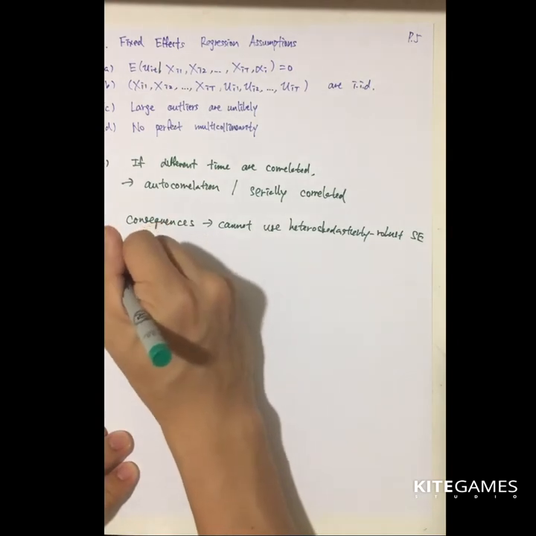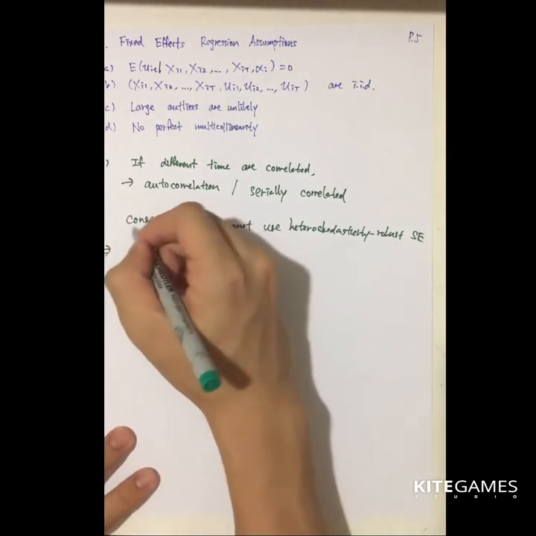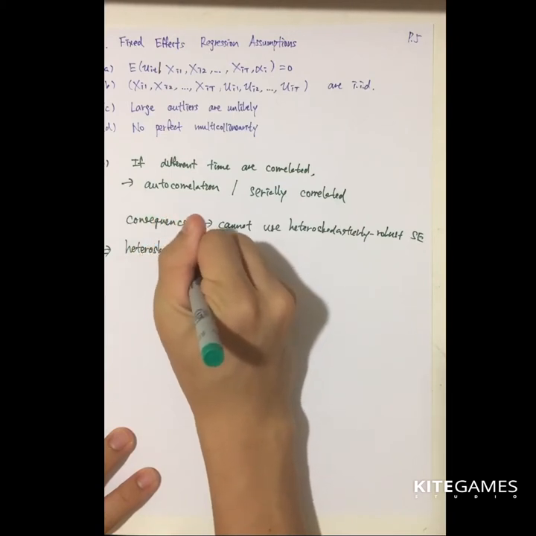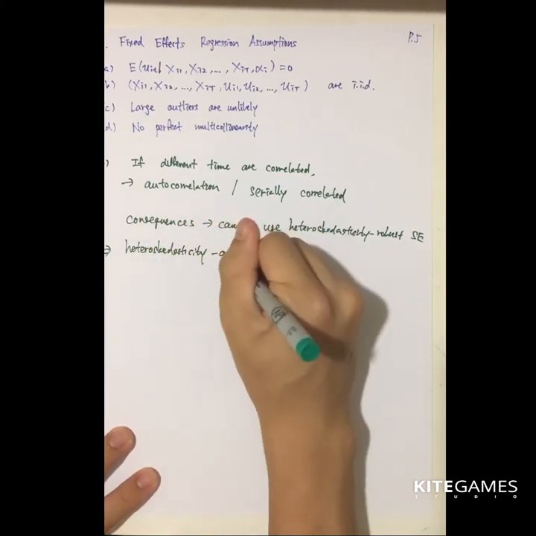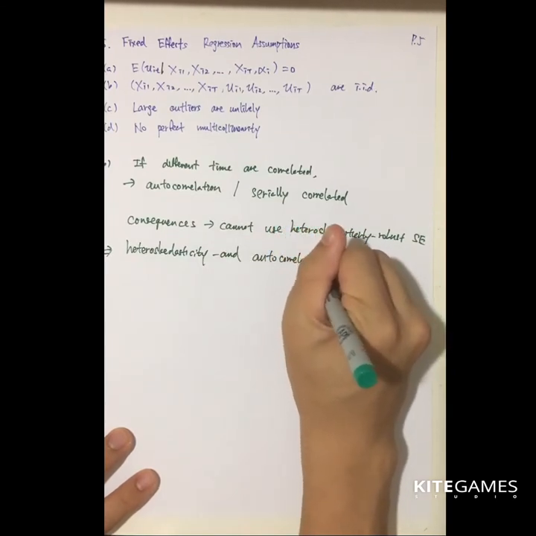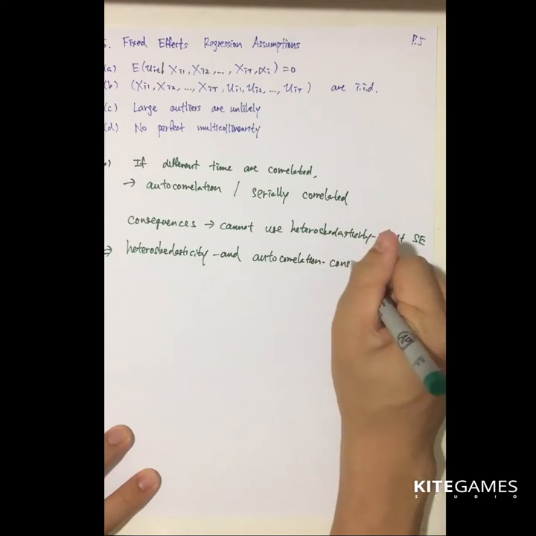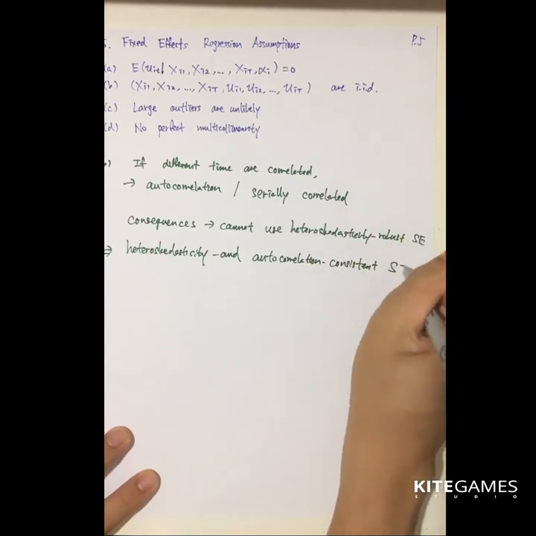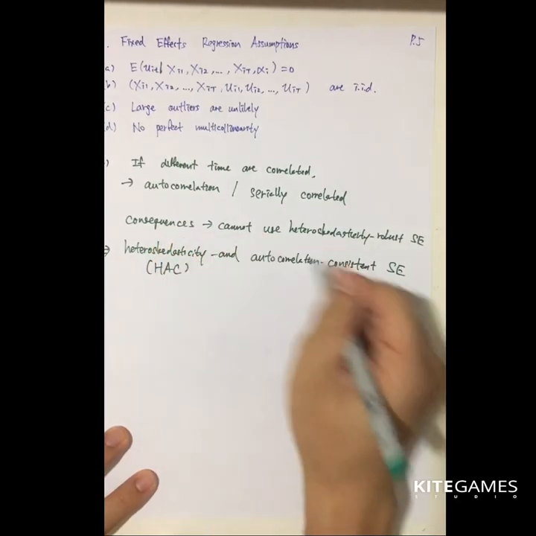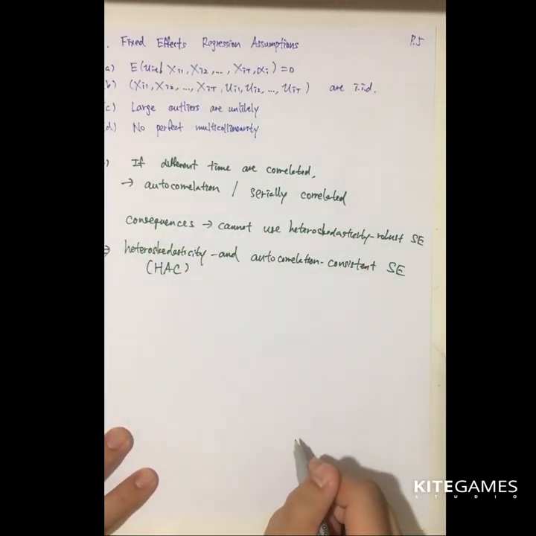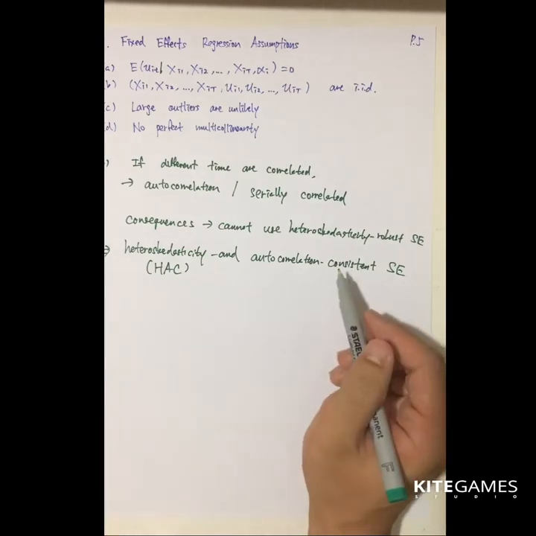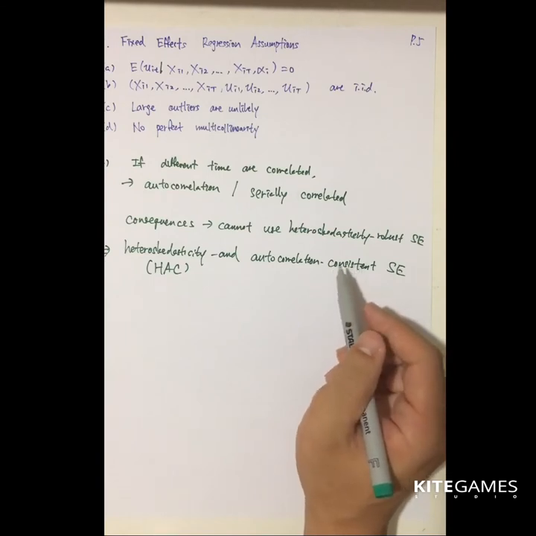So we call this the heteroskedasticity and autocorrelation consistent standard error. So in short, HAC standard error. So we should use a new standard error to compute the estimations, otherwise they will suffer from inconsistency problems.